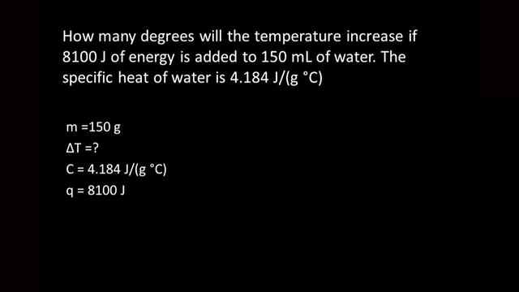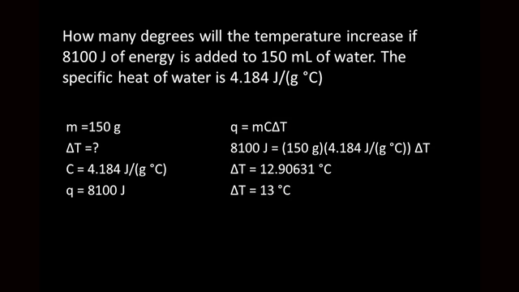We're solving for delta T. The specific heat is 4.184 joules per gram per degree Celsius. Q is 8,100 joules. So, plugging this into the equation, we solve for delta T. We get a value of 12.90631 degrees Celsius.